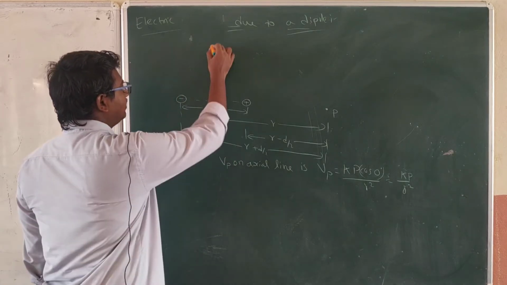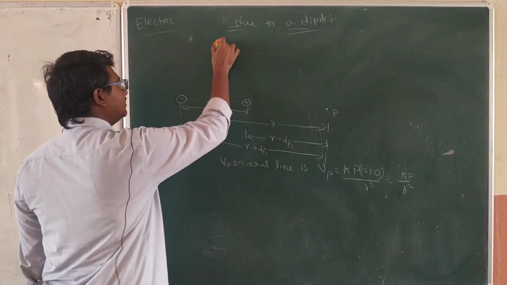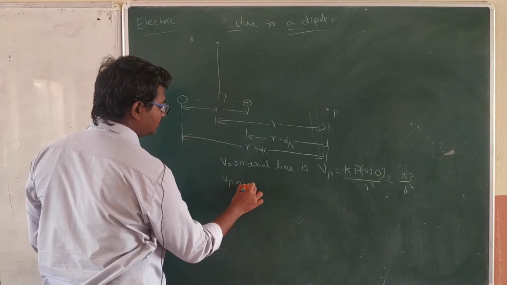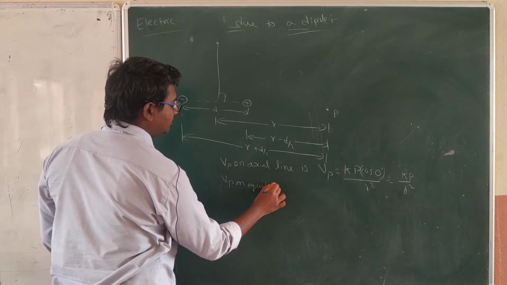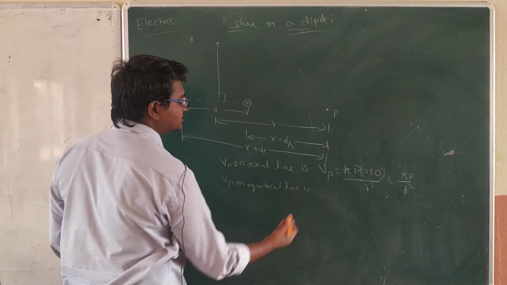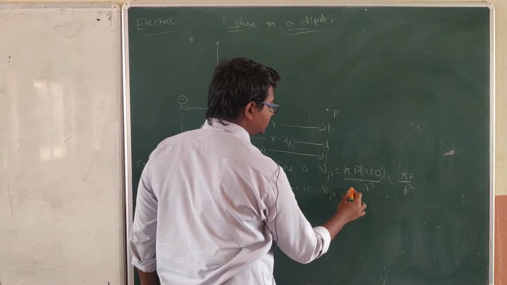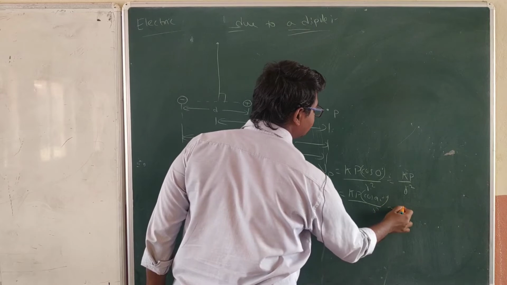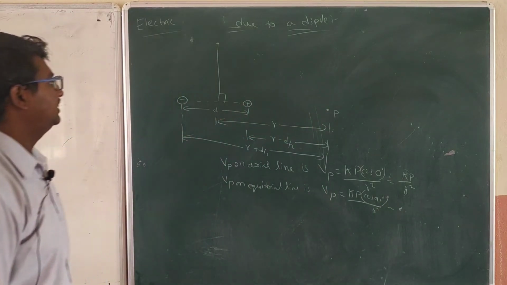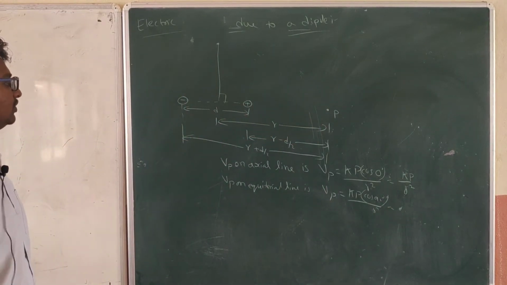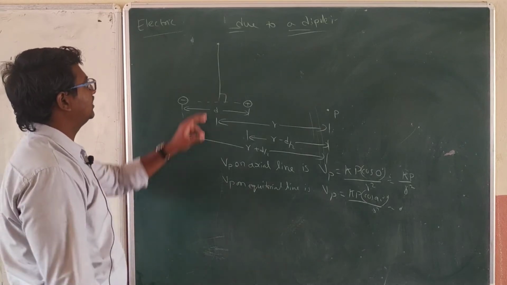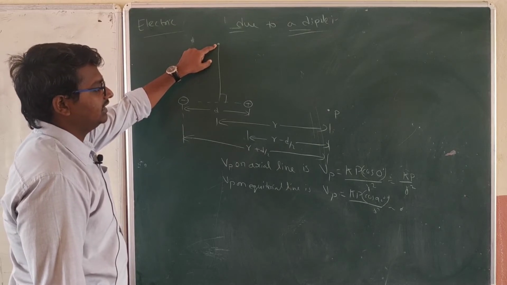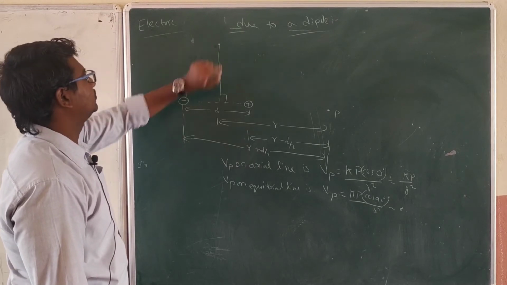If you consider the equatorial line, where the theta value is 90 degrees, Vp on the equatorial line is Vp equals Kp cos 90 degrees by r square, that equals 0. Cos 90 is 0. That's why it will be 0. It means the potential at the point P which is on the equatorial line will be equal to 0.